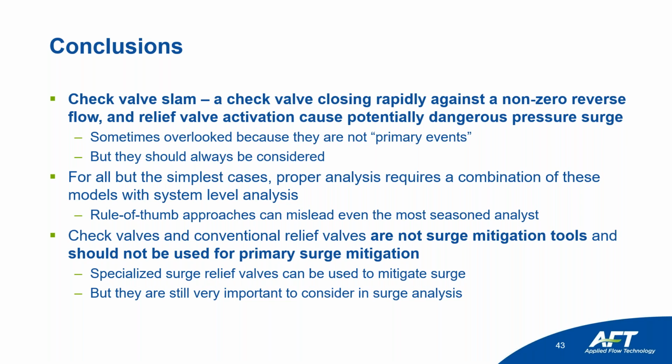Check valves and conventional relief valves are not surge mitigation tools. They should not be used for primary surge mitigation. You need specialized surge relief valves like the surge anticipator valve, which is an option in Impulse, or a surge relief valve such as the one that Mockfeld had presented. It's still very important to consider these types of things in your surge analysis whenever you are looking at your systems. And I believe that's the end of this.